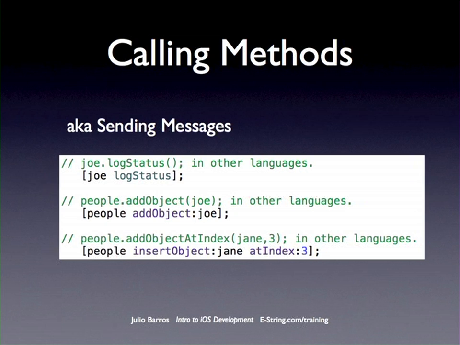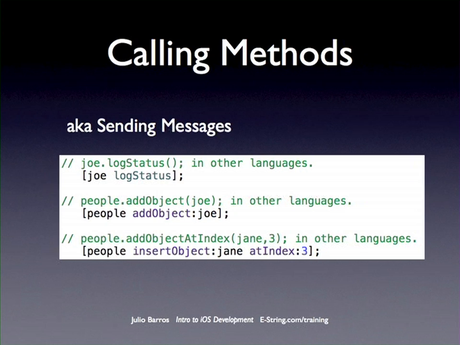One obvious visual difference with Objective-C messages is the syntax. Here we use square brackets that enclose the object and the name of the message, and the statement ends with a semicolon. The first line sends the message log status to the object Joe. If you want to pass in a parameter, you add a colon to the end of the message name and then specify the parameter. The second line sends the message addObject to the object people and sends in the parameter Joe.